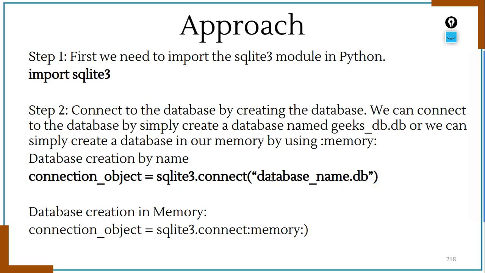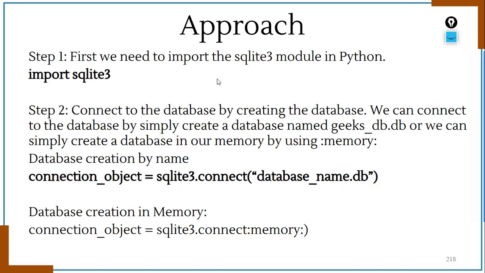So what we have done in this particular line is, first of all, we have created this database. If the database already exists, then the connection will be created. And if the database is not available, then it will create a database file of this name, .db, and then connect with that database and store that connection object inside this variable.